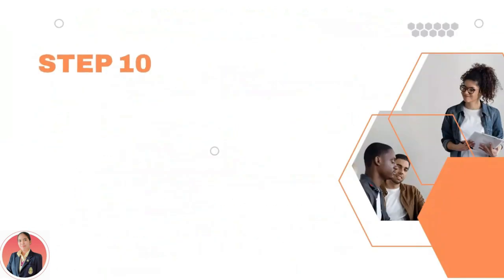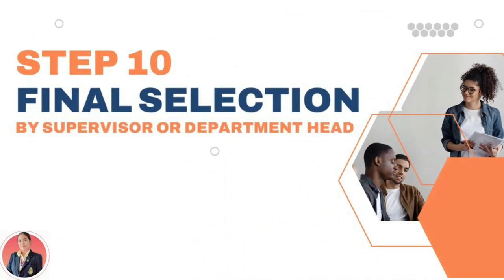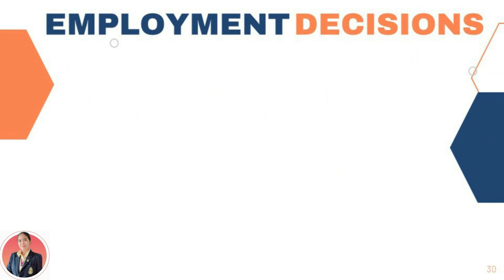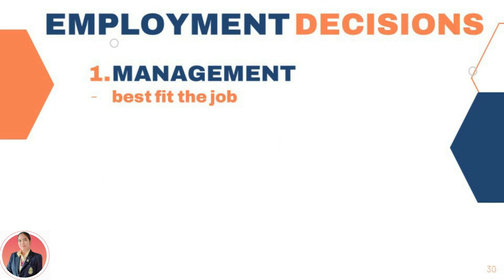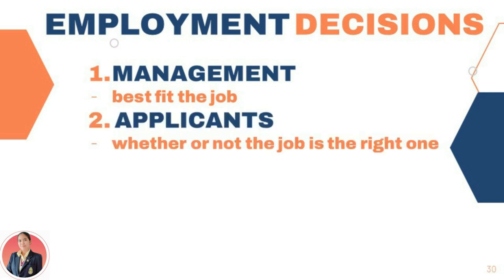Step 10. Final selection by immediate supervisor or department head. Employment involves three decisions. First, management. Second, the applicant. Third, the supervisor. The management's decision as to who among the applicants would best fit the job and therefore may be hired. Second, the applicant's decision as to whether or not the job is right for him after the supervisor has discussed the job duties. Is he really interested in the job and does he want to work for the agency?